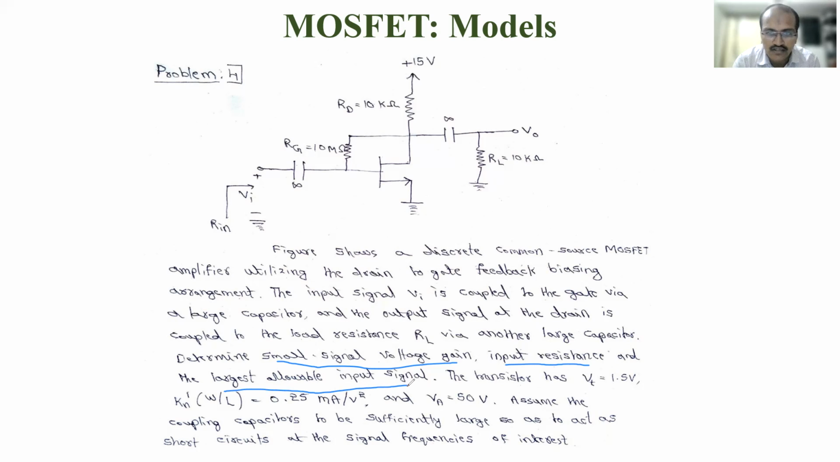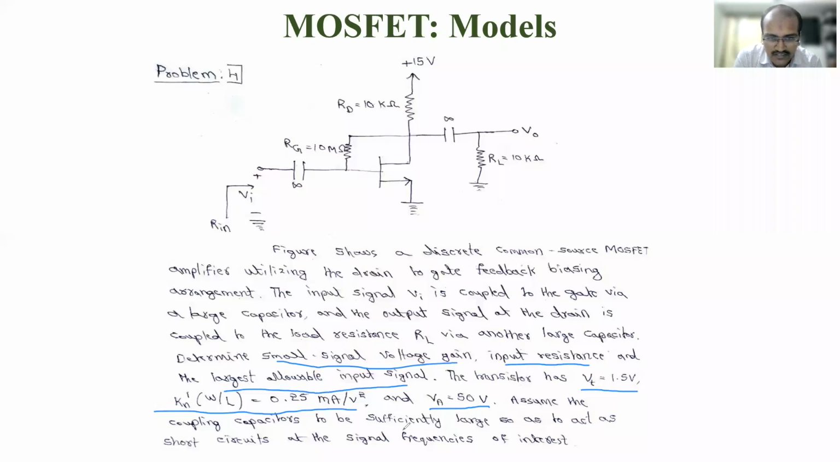So what are the things given? The resistor values are given: RD 10 kilo ohm, RG 10 mega ohm, RL 10 kilo ohm. All these are given. Even VDD is given, 15 volt. Along with that, we require certain other device parameters: the threshold voltage is 1.5 volt, Kn dash W by L is 0.25 milliamps per volt square, and the VA value is given. When we are doing the voltage gain, we are going to find the model. In the model, we require an output resistance R0. Yesterday we have discussed, right? To calculate that, we require the VA value, that is also given.